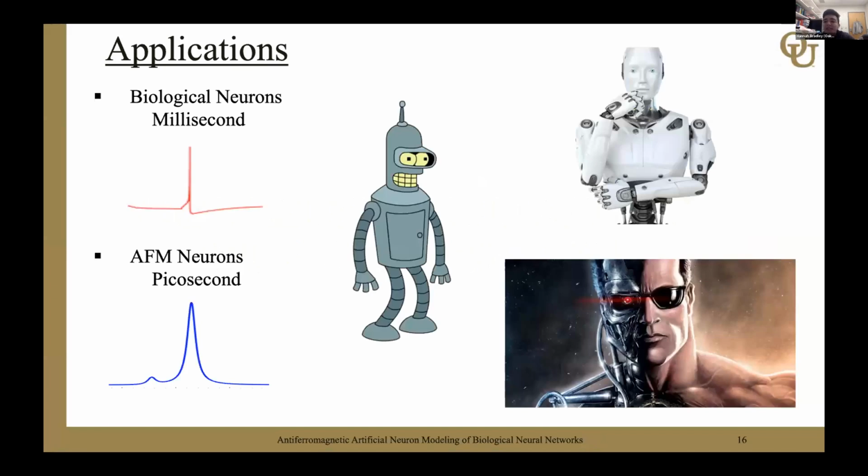Creating biologically realistic neural networks with artificial neurons has applications in the future of bio-inspired artificial intelligence. For example, AFM neurons run on a much faster timescale than biological neurons, picoseconds to milliseconds. This means when we create these biological neural networks with artificial neurons, the robots we implement them in will run much faster. So in the future, when I build Terminator, he's going to have much faster reflexes than you do.